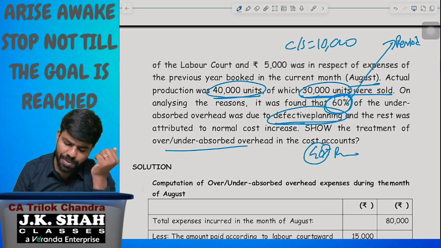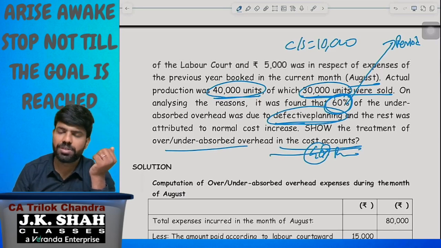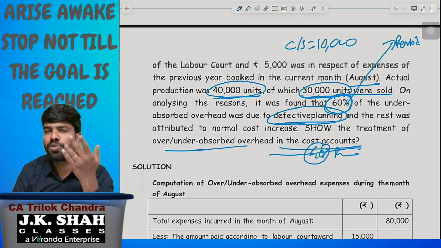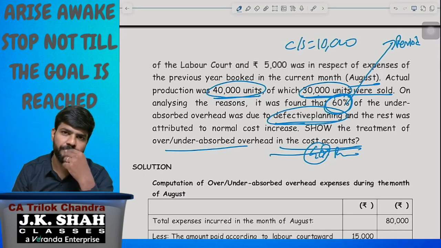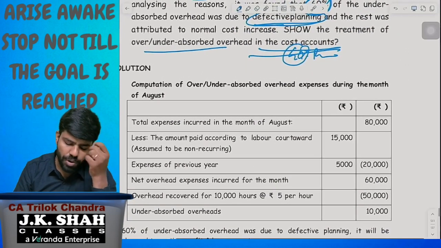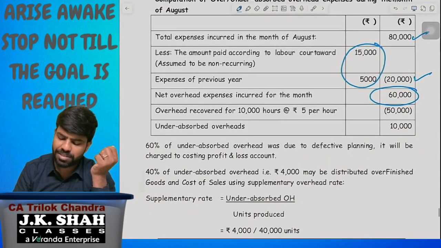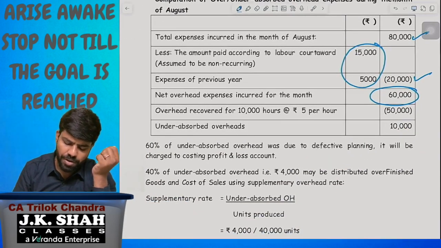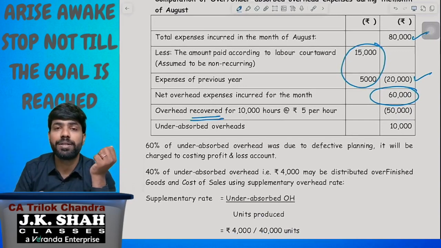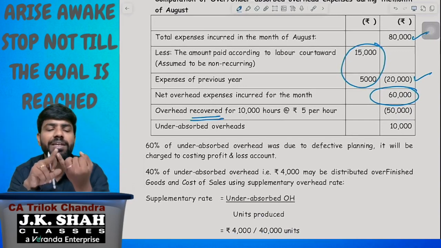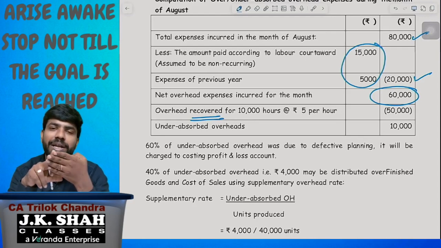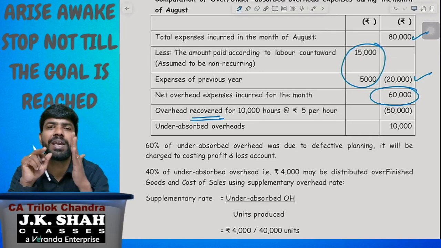Show the treatment of overall under absorbed overheads in the cost accounts. That will happen only in the cost accounts. In financial books, there is no concept of under or over absorption. Clear? Now, total expenses incurred in the month of August are 80,000. I already told you to reduce these two costs, 20,000. The net amount incurred is 60,000. But overheads recovered for 10,000 hours. The word recovered is never absorbed, accounted. Absorbed overheads is also called recovered overhead, charged overheads, applied overheads. These are the different names.